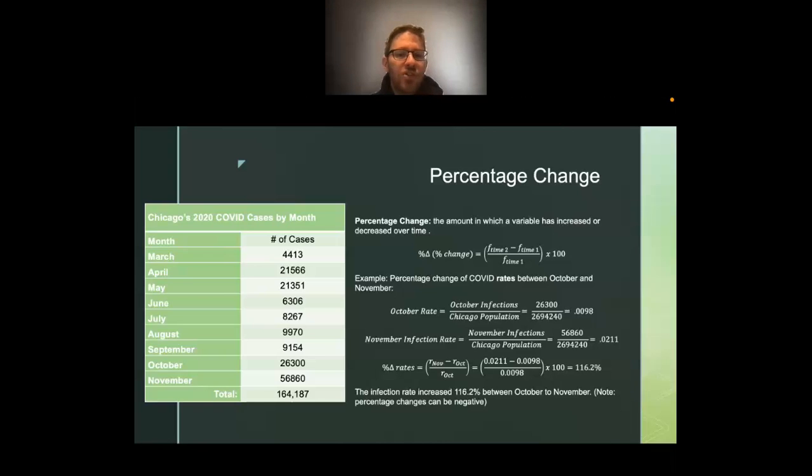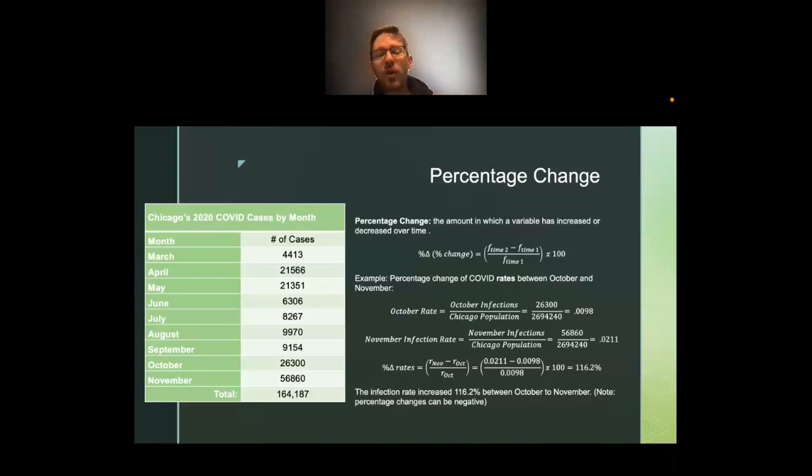So the percentage change in rates would be the November rate of infection minus the October rate, divided by the October rate. I have that in the final equation down on the bottom. We multiply that by 100 to get the percentage change, and we have a percentage change of the rate of 116.2%. So the infection rate increased by 116%.